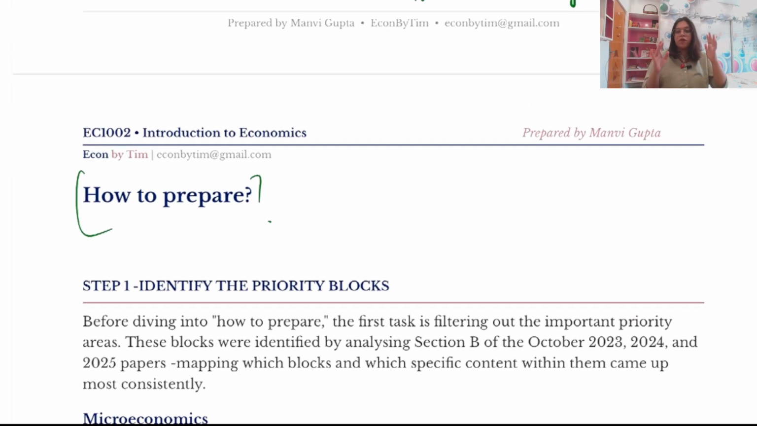The first step of any exam preparation is to identify the priority topics. I have done that for you using the October 2023, 2024, and 2025 papers. I have mapped the blocks which have repeatedly occurred in section B. Section A is more random in nature, so I won't be covering that, but I will also tell you at the end of the video how you can approach section A.